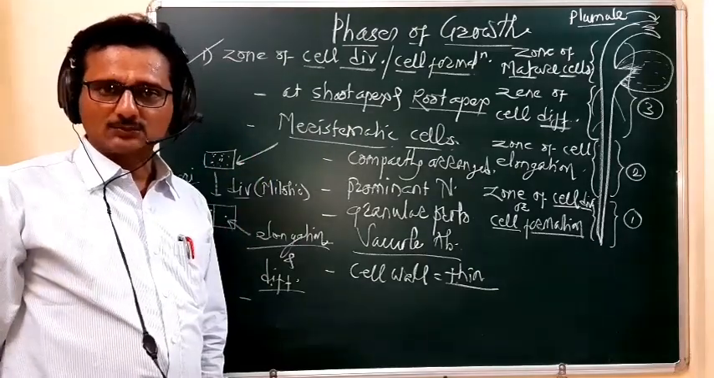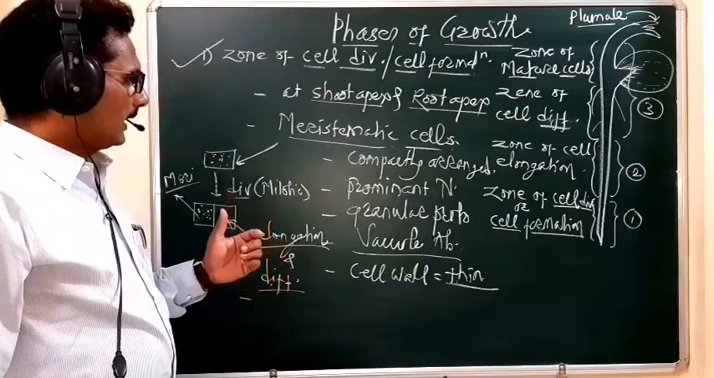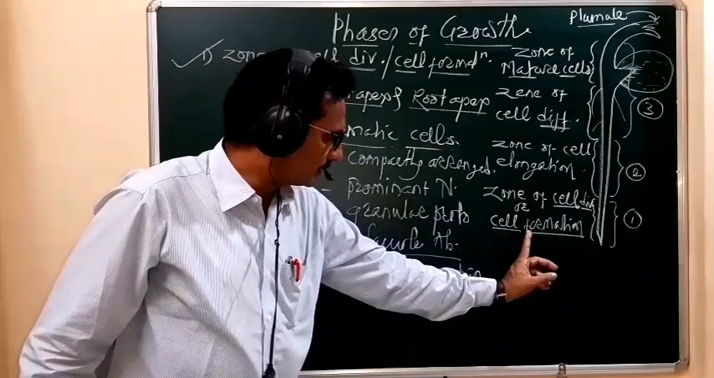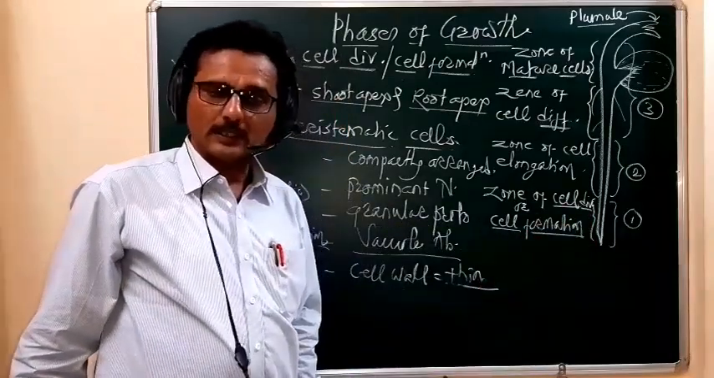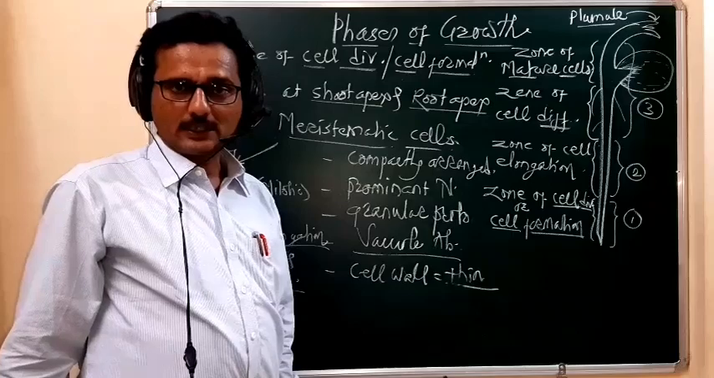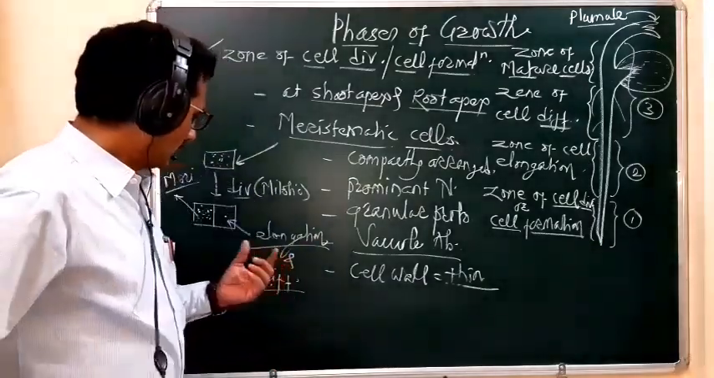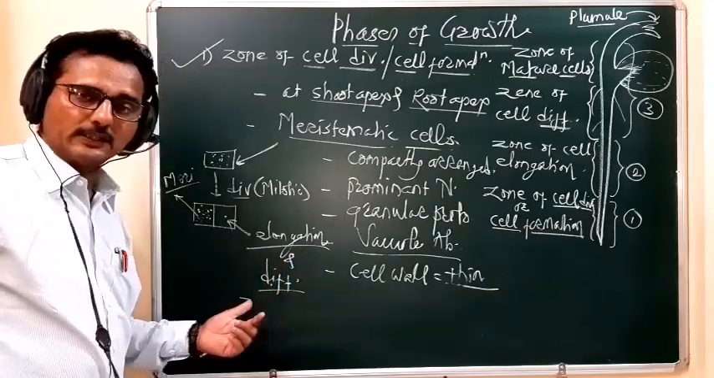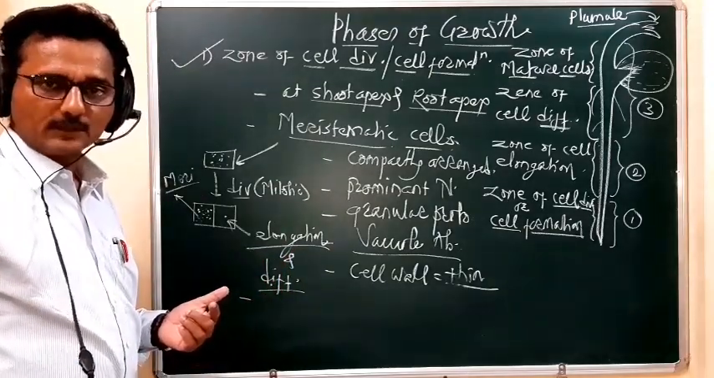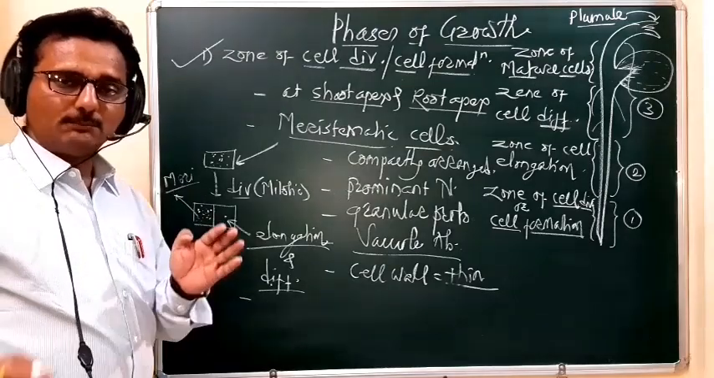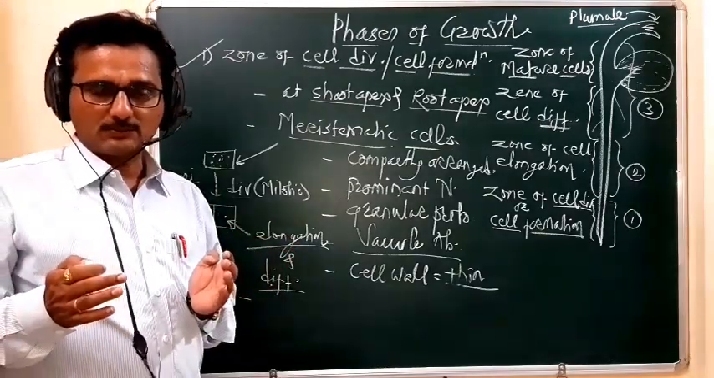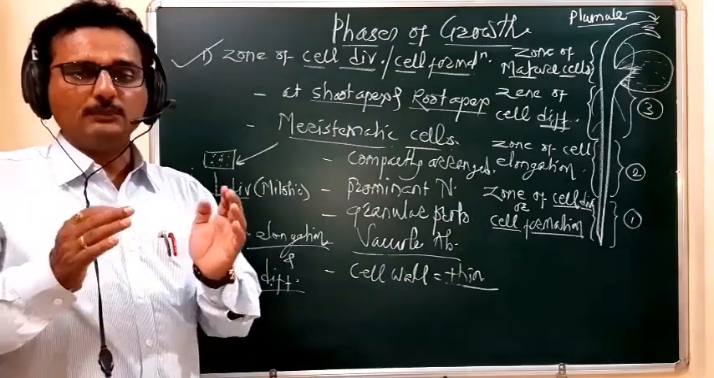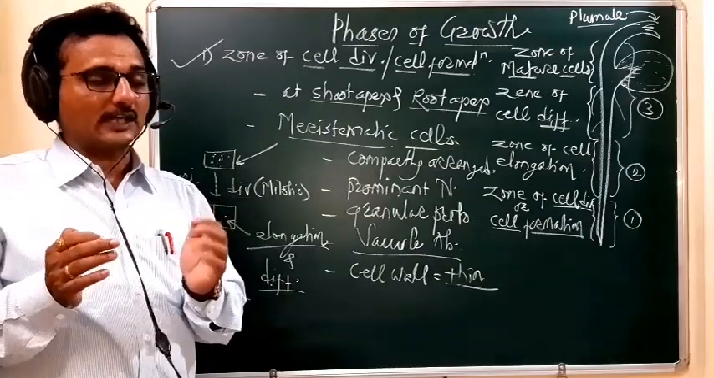I will give you the reason at this moment. At the zone of cell division or cell formation, there is continuous cell division, followed by elongation of the formed cell, and then followed by differentiation of the formed cell. So for this, the maximum time is required, but a very minimum growth is seen as compared to the time requirement.